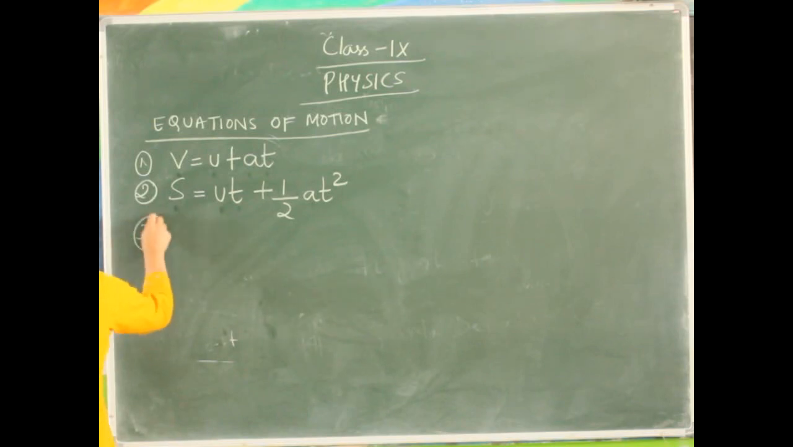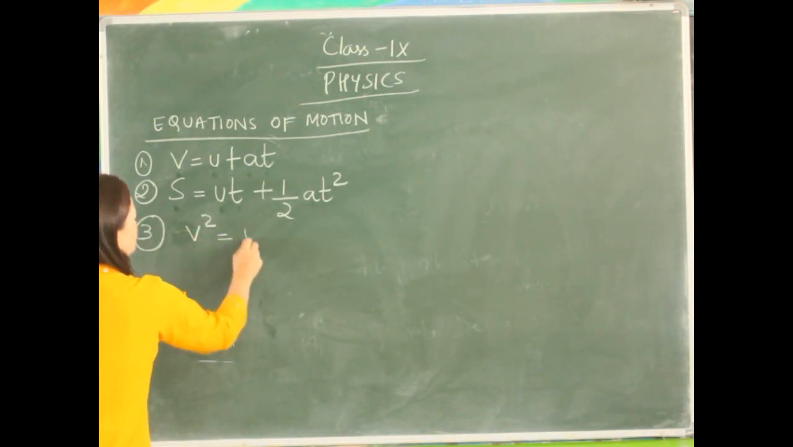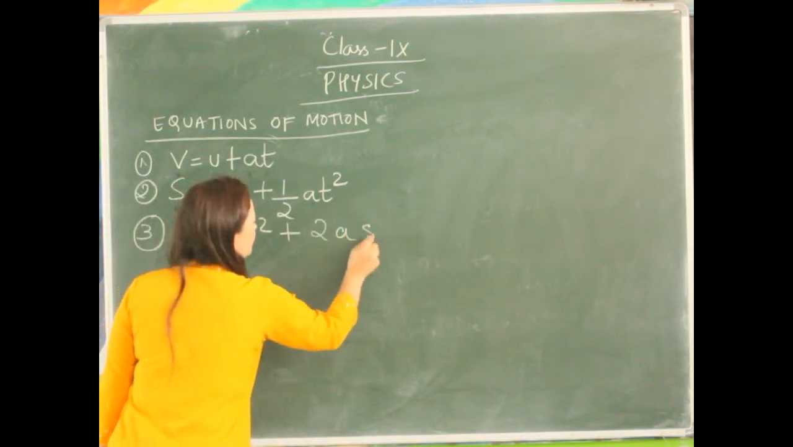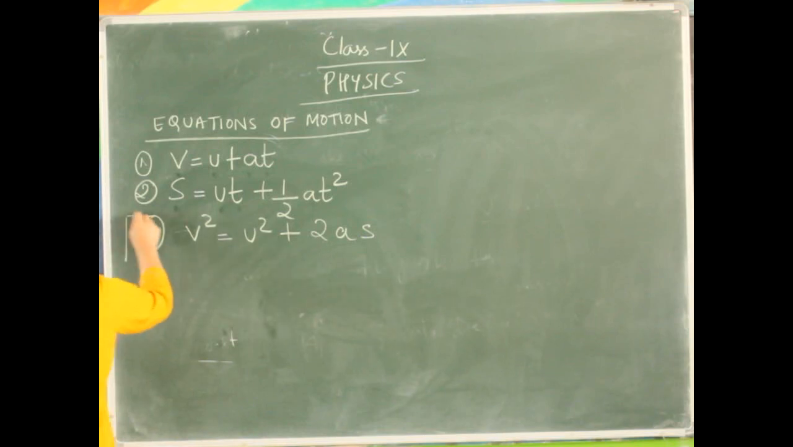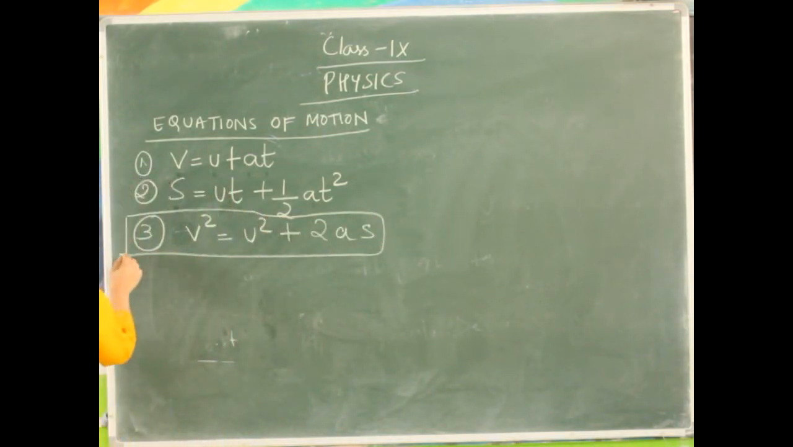And your third equation of motion that we're going to derive today is V squared is equal to U squared plus 2AS. So today we'll be deriving this equation. V squared is equal to U squared plus 2AS.